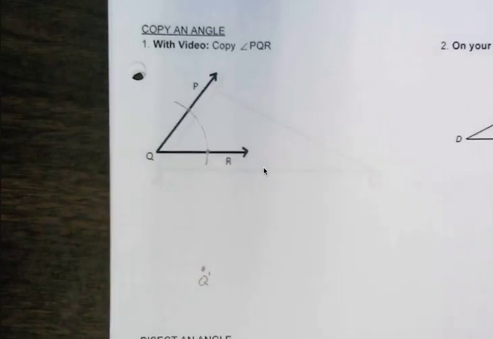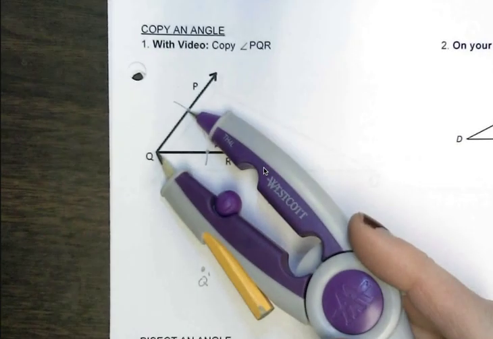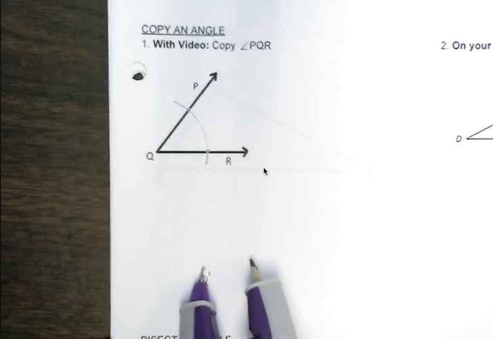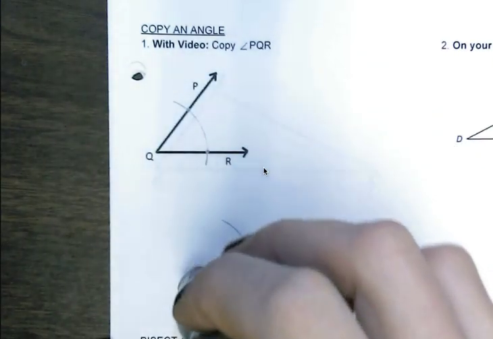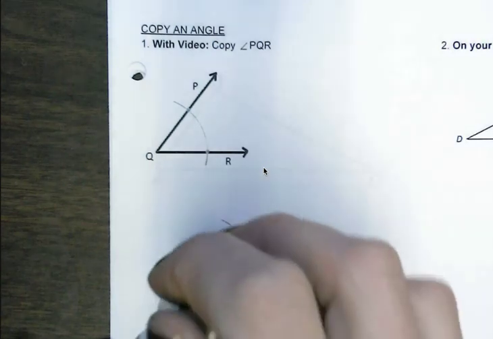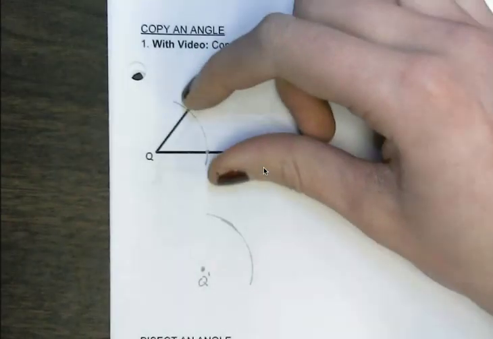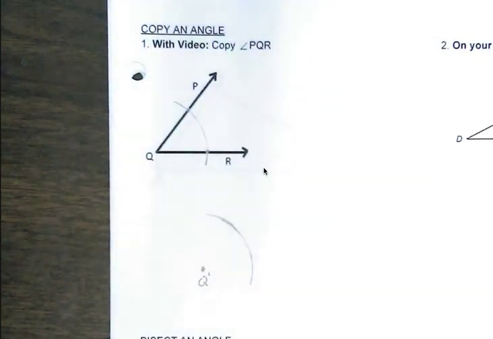Okay, so I'm going to copy that width I just did, so I'm leaving my compass exactly the same, and I'm going to copy that arc down here. So still putting my point on the vertex, and go ahead and make this arc nice and big. Okay, so that arc we did up here is copied down here. It's the same distance away from Q as it is from Q prime.